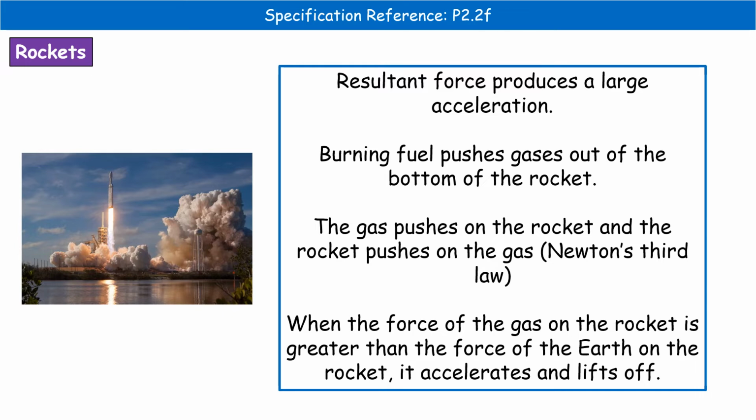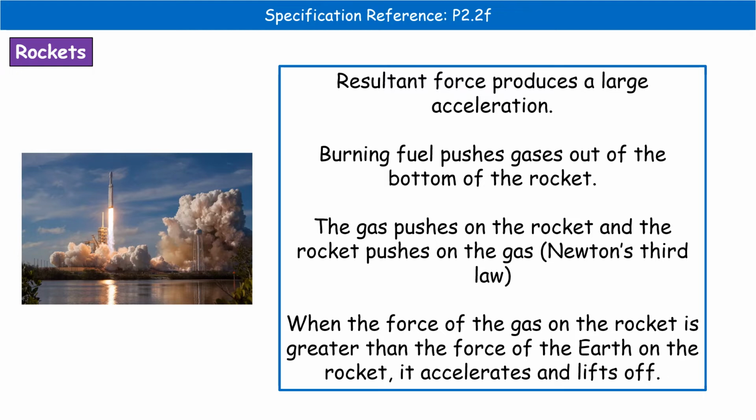Now, what we need is a big resultant force basically, in order to produce the acceleration we need to get out of the gravitational pull of the Earth. So what we do is we have a massive amount of fuel that we will burn. That produces a large amount of gas that then pushes out the bottom of the rocket.